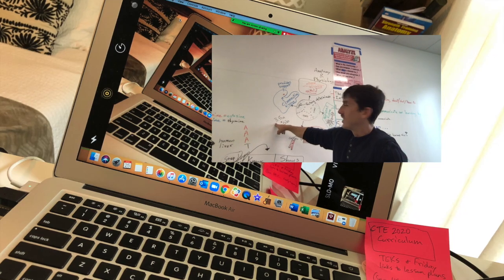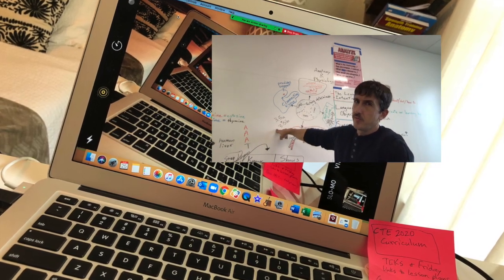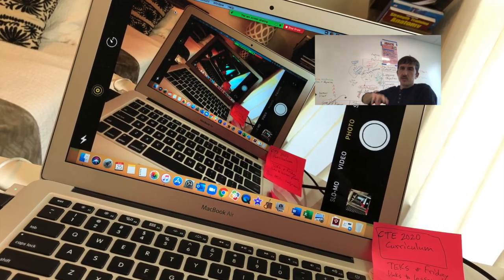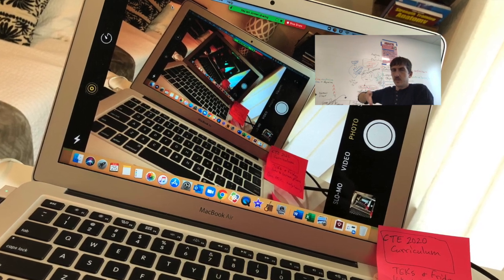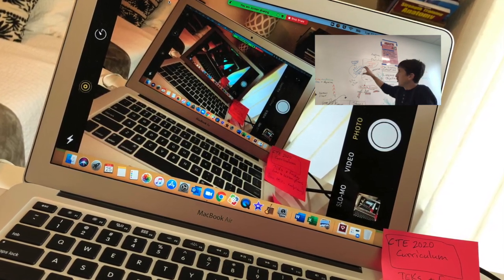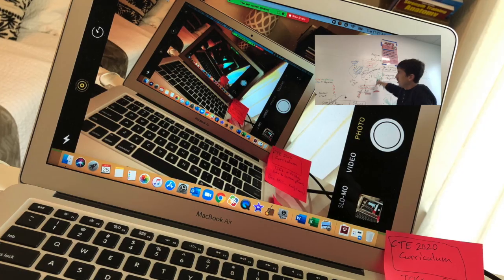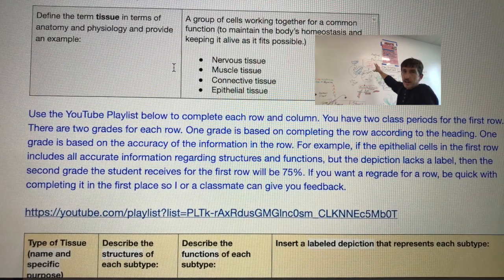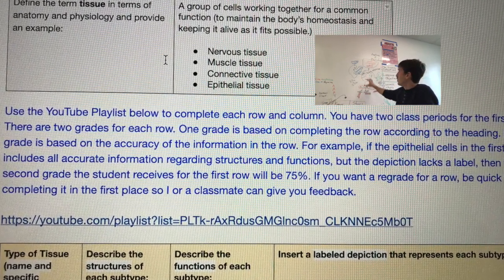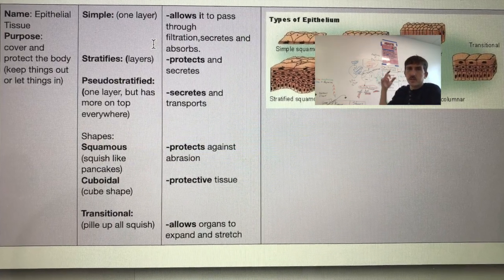This is for assignments 3.5A and 3.5B. Those assignment grades will go on the next six weeks. The tissue grades, where you studied each of these tissues, that's multiple grades. At least one grade for each of these types of tissue based on your table.